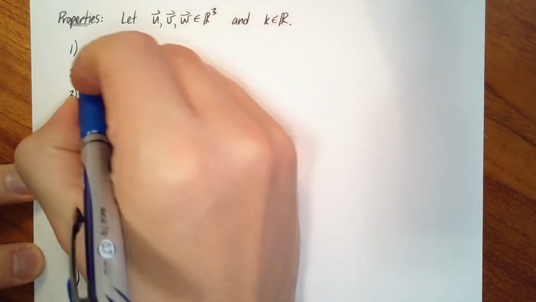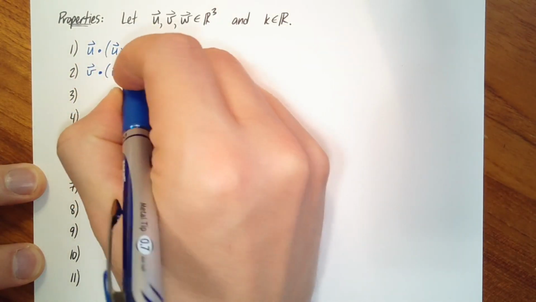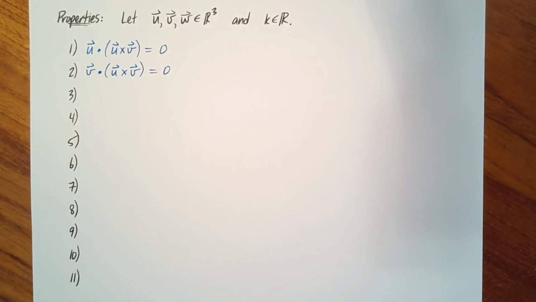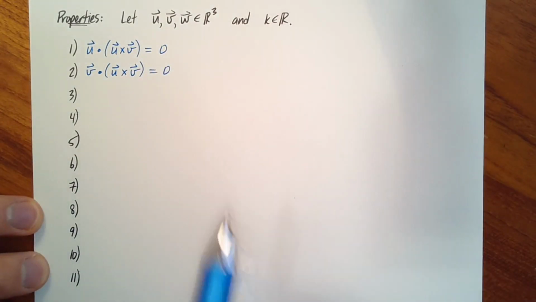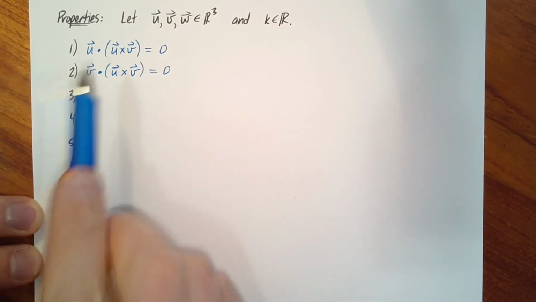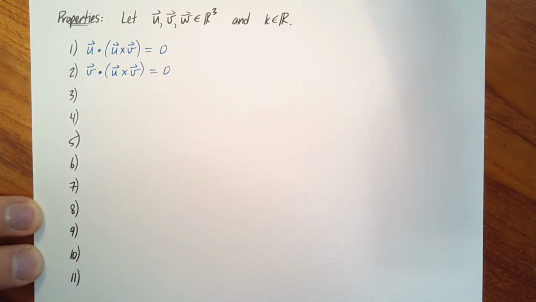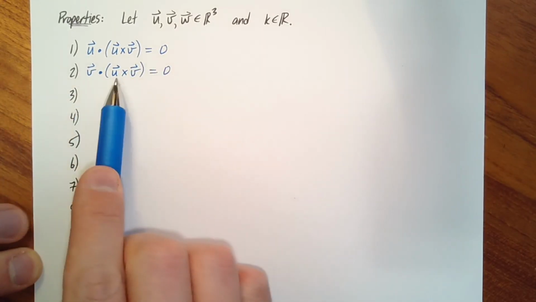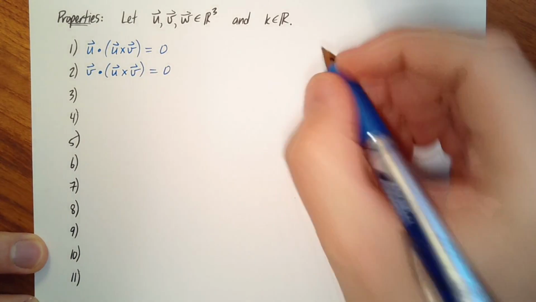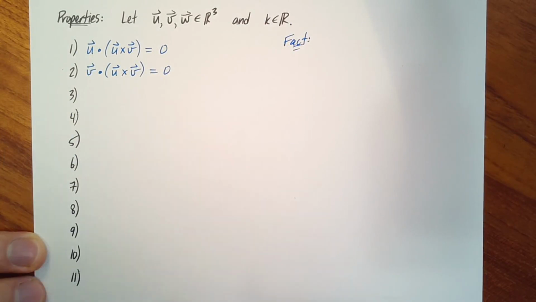And the second property says that the dot product of v with u cross v is also equal to 0. What this tells you is that u and v are both orthogonal to u cross v. If the dot product of u and u cross v is equal to 0, that means u is orthogonal to u cross v. And if the dot product of v and u cross v is equal to 0, then that means v is orthogonal to u cross v. So let's summarize that. This is a really nice fact about the cross product, and it follows from properties 1 and 2 of this list.